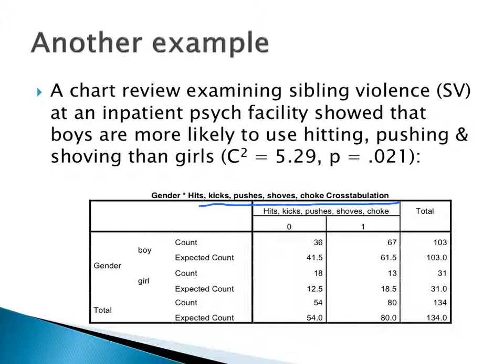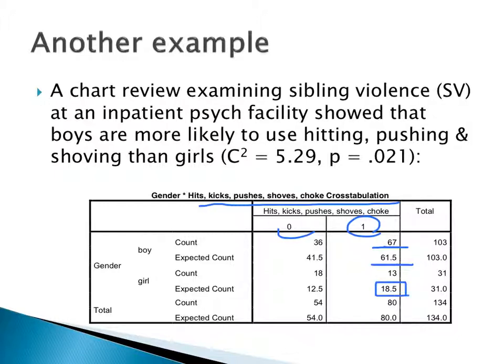And if you look down here, 0 is a no, and 1 is yes, it's present. You can see this is from SPSS and how it spits out the results. This is the actual count of boys and the expected count. So the computer's saying I really would have expected to see 61.5 boys use this, but there was more. And for girls, we would have expected to see more actually.